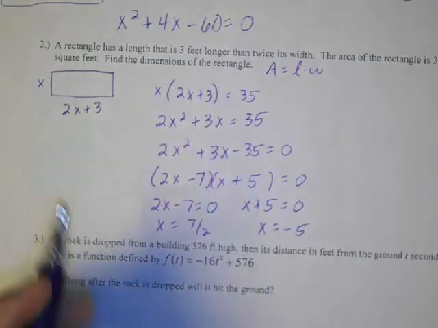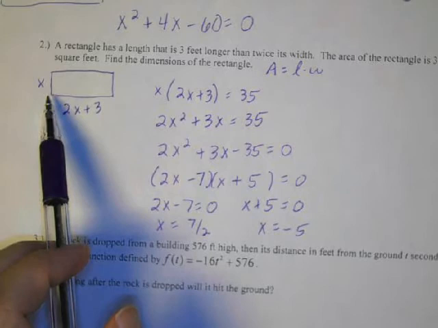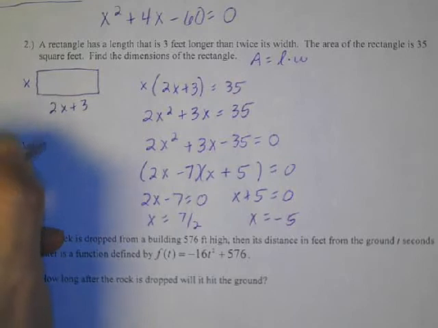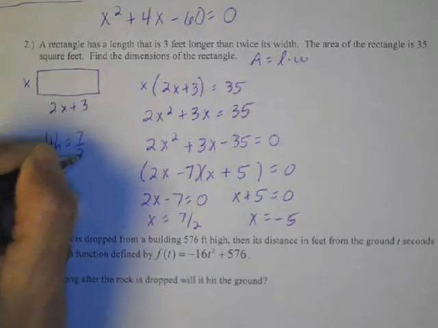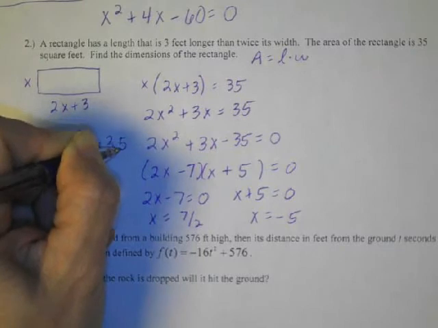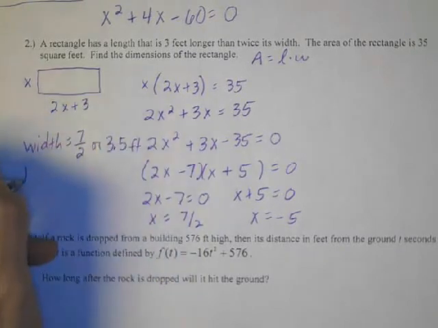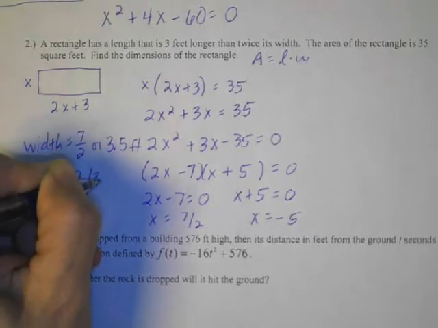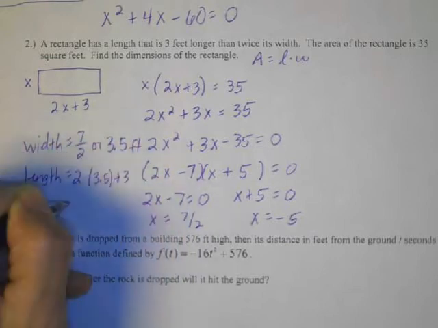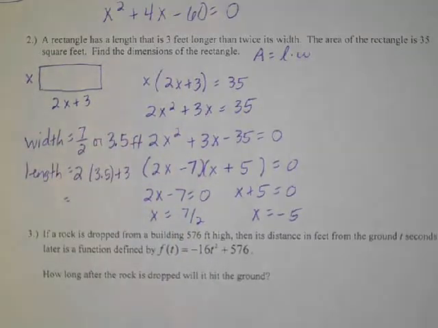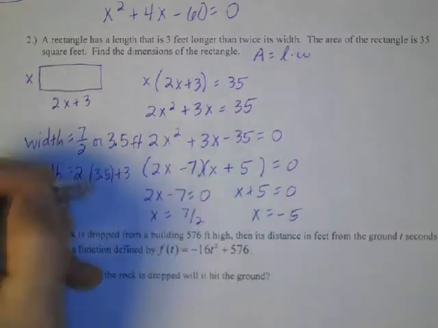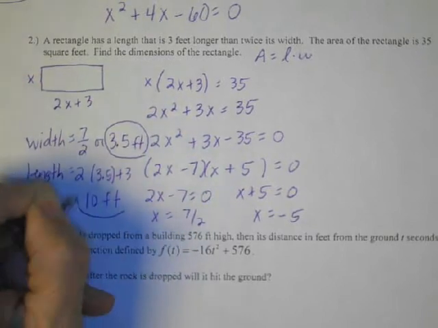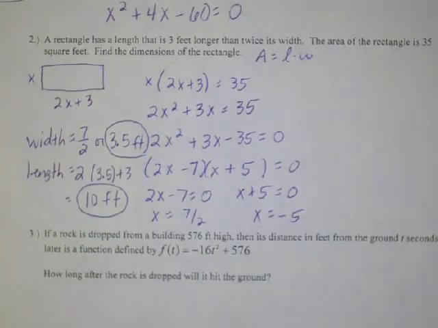Well, it says find the dimensions of the rectangle. X is the width and could not be negative. So I'm going to say that my width is 7 halves, or 3.5 feet. My length is 2 times 3.5 plus 3, which is 10 feet. So my width is 3.5 feet, and my length is 10 feet.